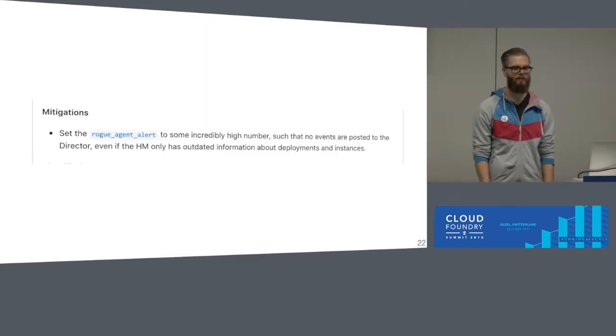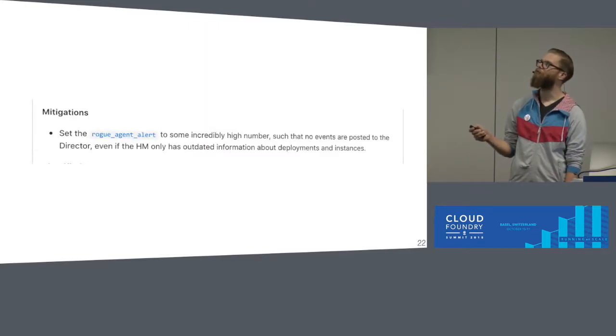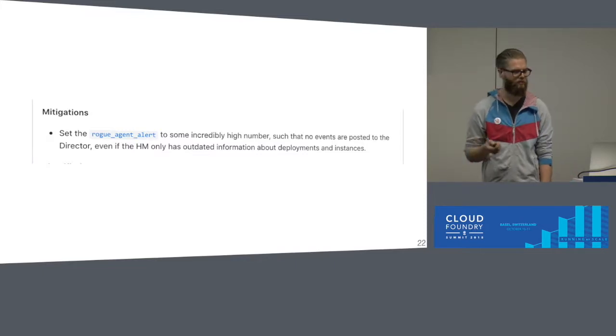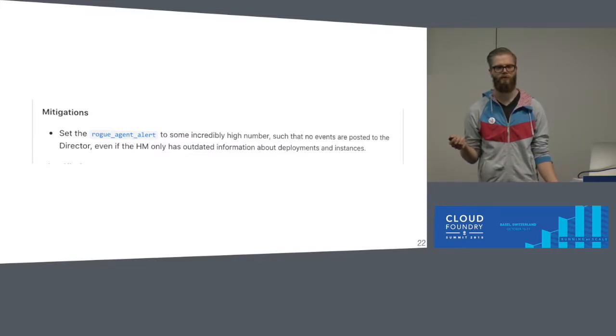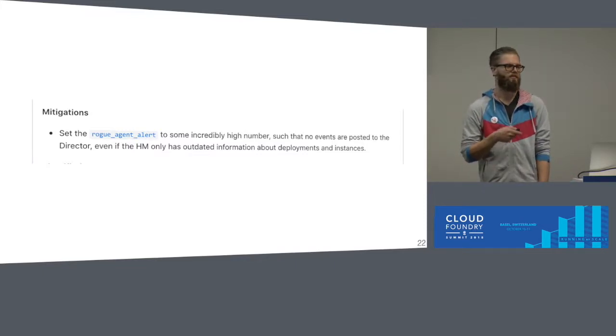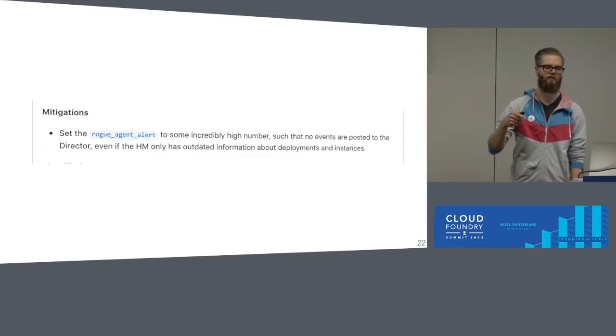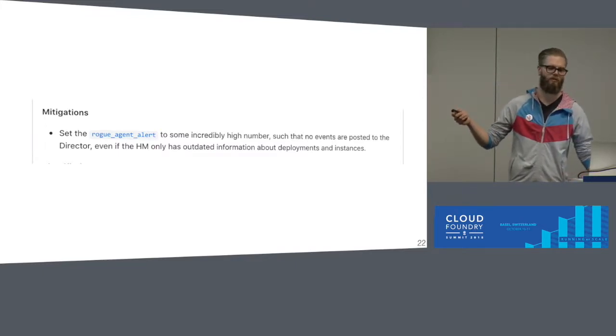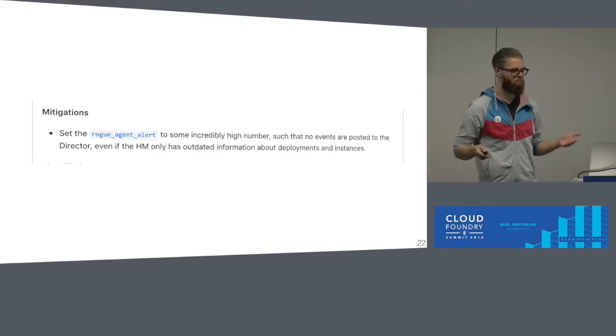So you might want to increase your rogue agent alert, that's what it's called, to some incredibly high number, because that just means if the health monitor finds an agent that it doesn't know about yet, it doesn't do anything, which is working.